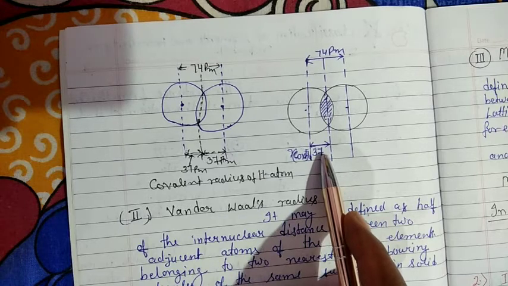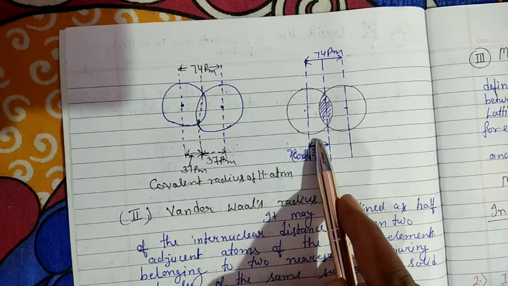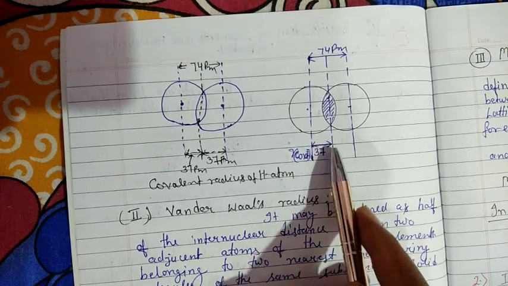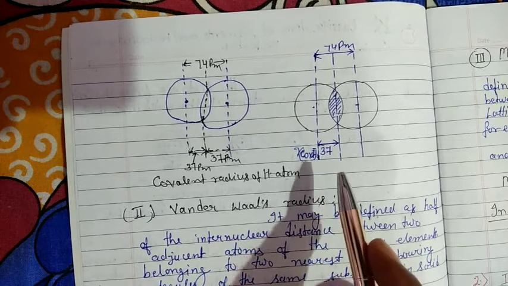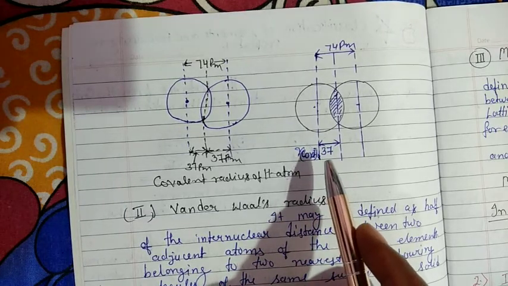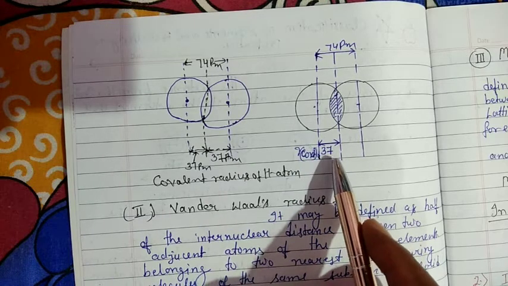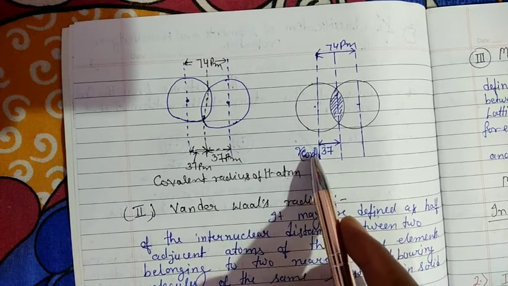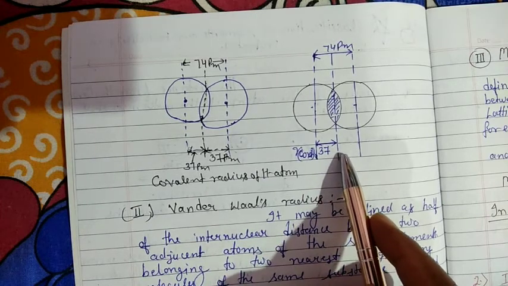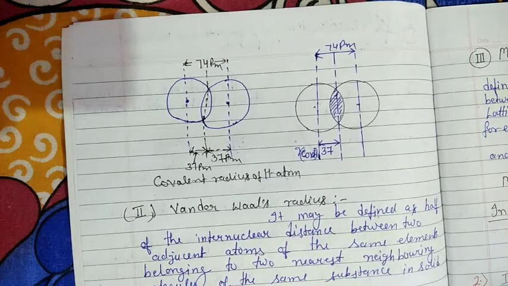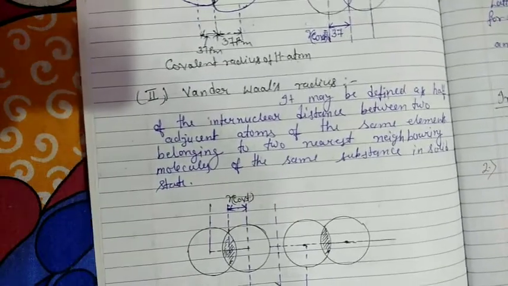Dear students, these are very small things, so they are measured in picometers. You know that 1 picometer equals 10 to the power minus 12 meter. So it is extremely small. Okay, covalent radius is 37 picometers. Okay students, I think you are understanding.